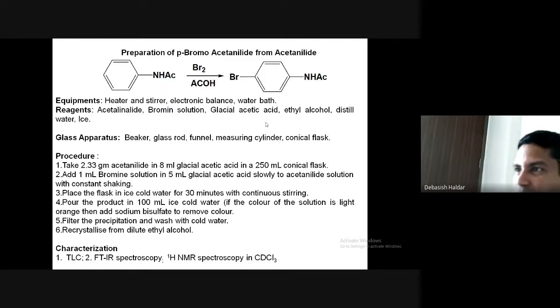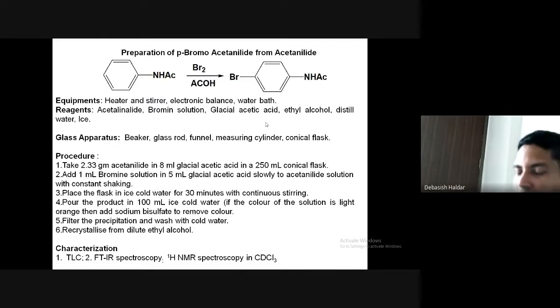I will just simply say what you have to do in the lab. You need to take 2.33 gram acetanilide in 8 ml glacial acetic acid. Glacial acetic acid is the solvent for this reaction, and we will do it in a conical flask. We can cover the flask with a watch glass to avoid huge amounts of bromine fumes in the lab. We will dissolve the acetanilide in glacial acetic acid, and add 1 ml bromine in 5 ml glacial acetic acid, the solution we already prepared, slowly with constant shaking.